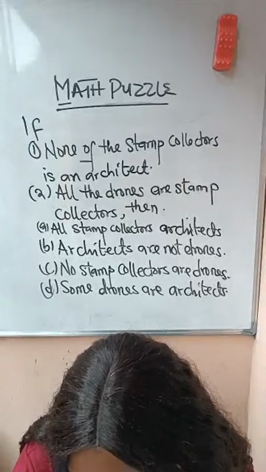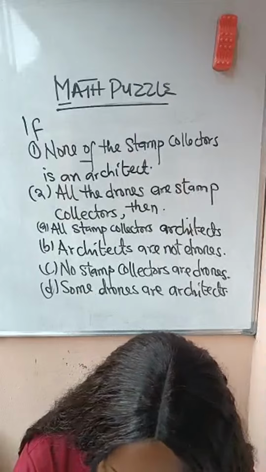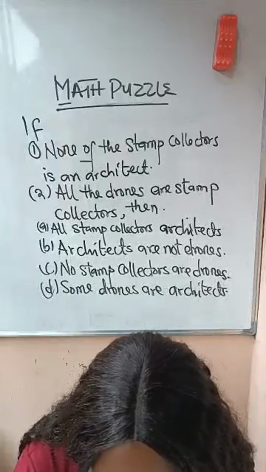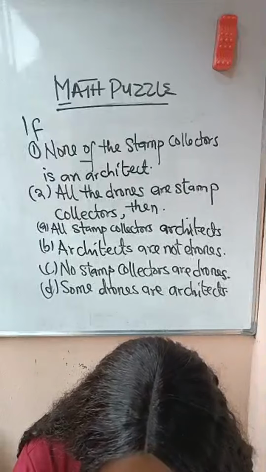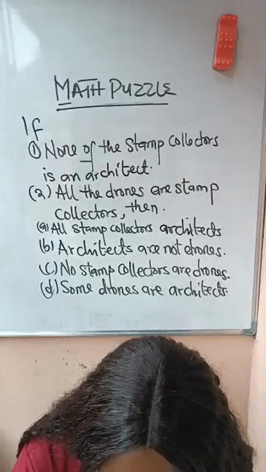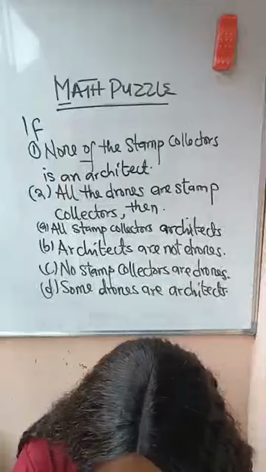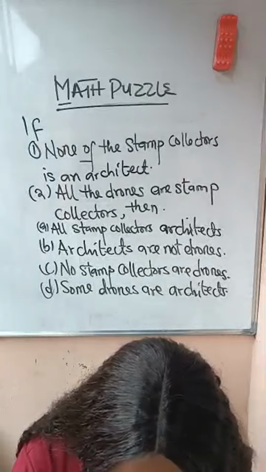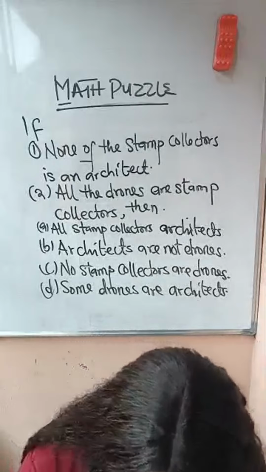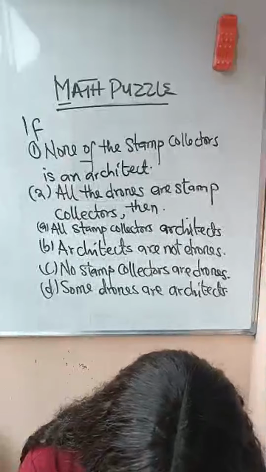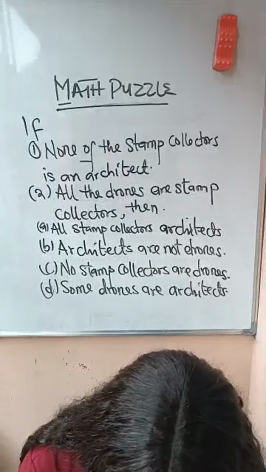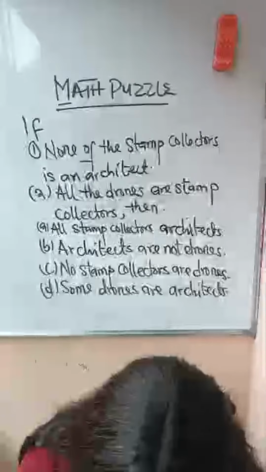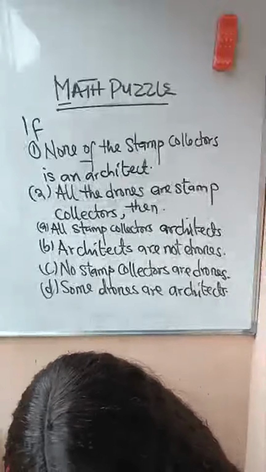So let's go, friends. Remember the way we solved the first one. You replace something with another, and then you study the question again. So it says, if none of the stamp collectors is an architect, and all the drones are stamp collectors, then A, all stamp collectors are architects. B, architects are not drones. C, no stamp collectors are drones. D, some drones are architects.